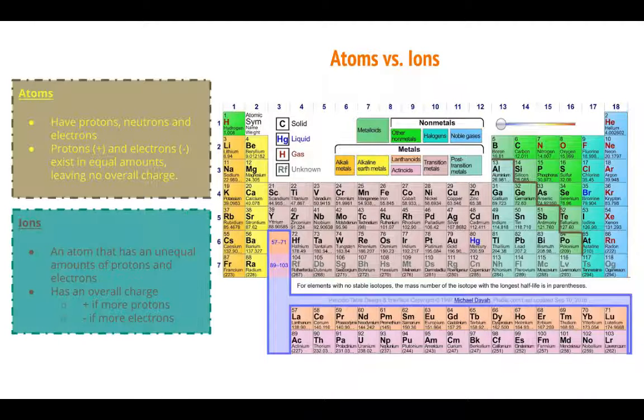Anytime an atom loses or gains an electron, it then has a charge because it has unequal amounts of protons and electrons. So if it has less electrons than it should, meaning it lost electrons, it has a positive charge because there's more protons. If it gains electrons or has more electrons than it should, then it means it has a negative charge because there's more electrons than protons.